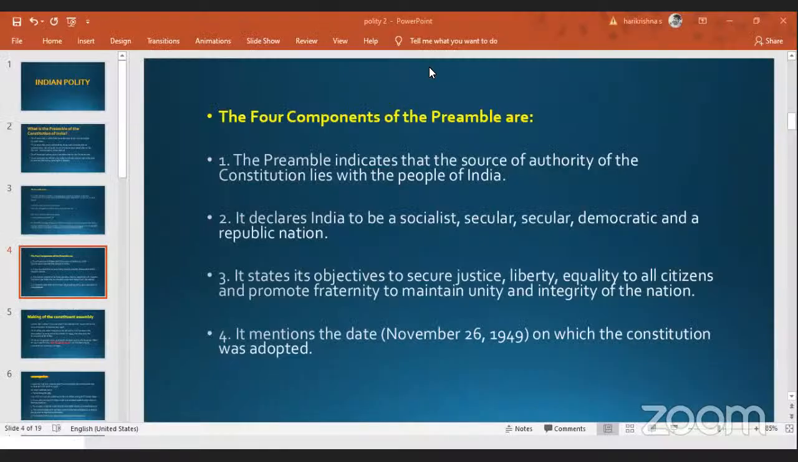Sir, the slides are not visible. And the fourth component. Okay. Now it's visible, sir. Okay, some sudden disruption in the network is happening. So please excuse that.